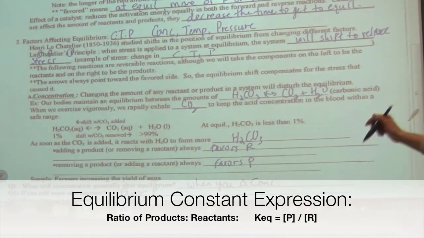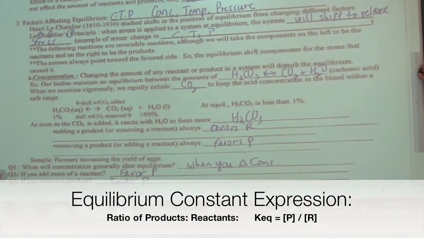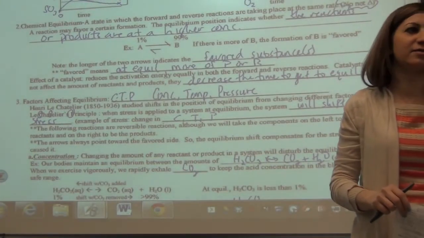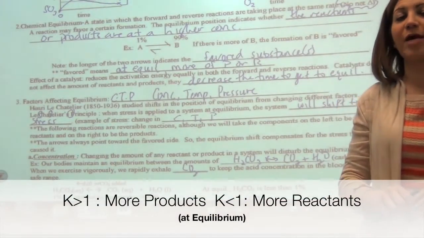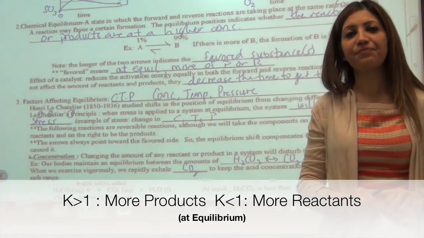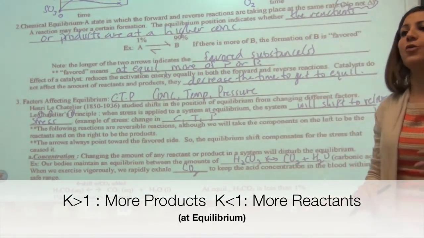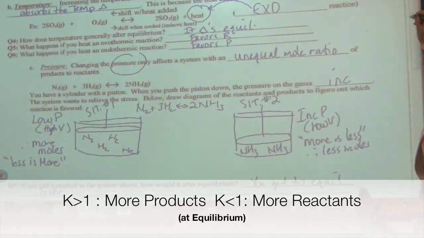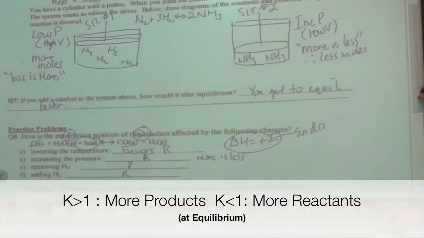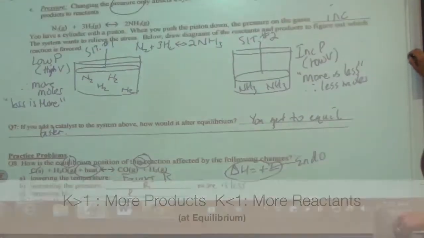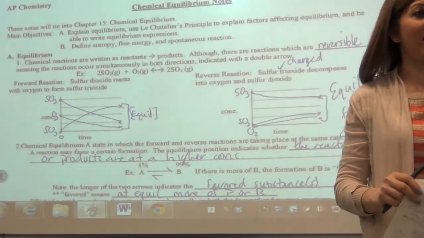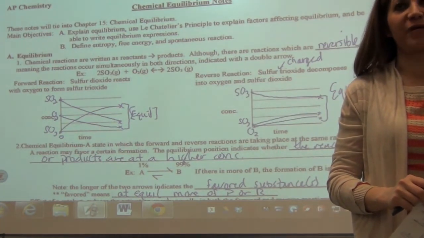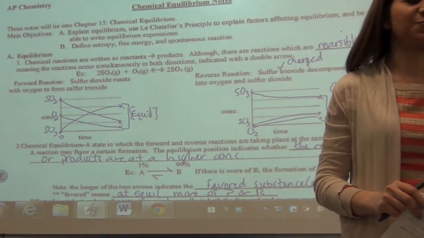So if you have more products than you do reactants, I'll switch to the next page in just a second. If you have more products than you do reactants, then would your K value be greater than 1 or less than 1? Greater than 1. Perfect. So if your K is greater than 1, we would say that it's favoring the products. And if your K is less than 1, then we say that it's favoring the reactants. And obviously, if it's equal to 1, then what would be true of your products versus your reactants? Perfect. They must be equal to each other.